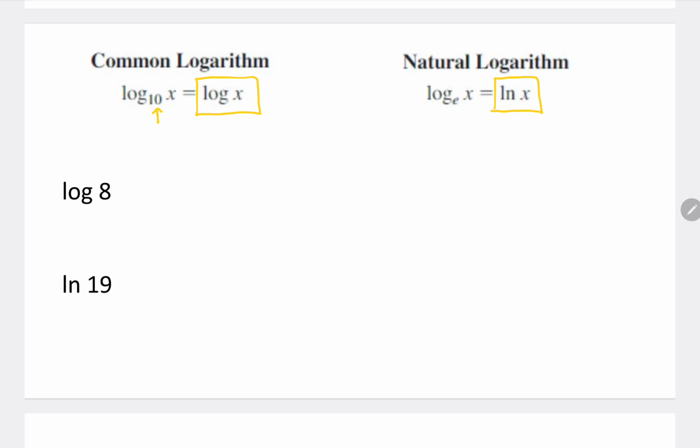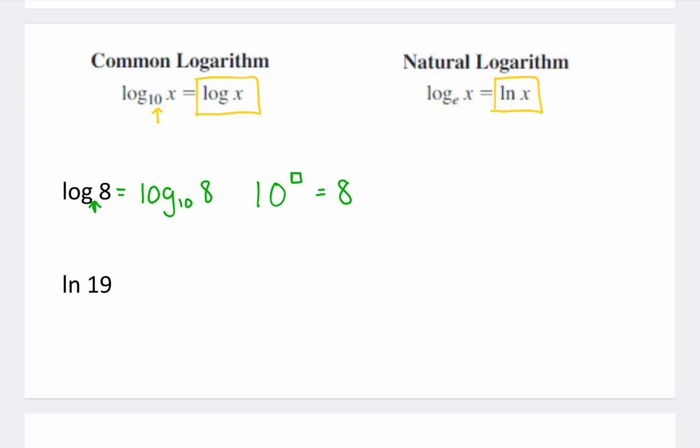So how this applies is if you have log of 8, like this first example, there's no base there. And because there's no base written there, that means the same thing as log base 10 of 8. Or in other words, 10 to what power equals 8? Well, we don't know what exponent of 10 equals 8. That's not a rational number.